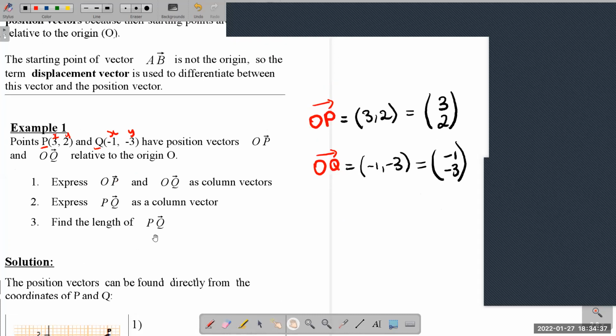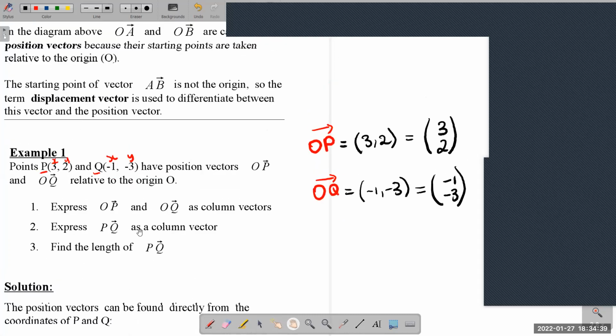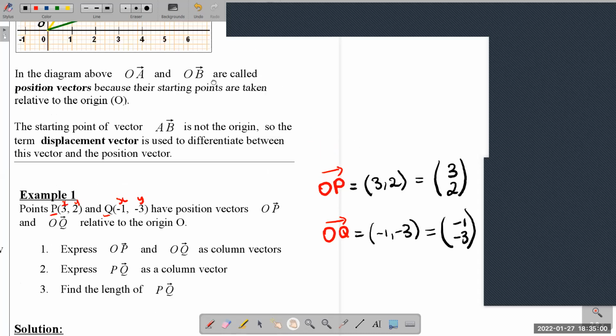Next one, express PQ as a column vector. Now, this is where I need to teach you something. This is where we're going to learn something new. But before we continue, everybody with me so far? Okay. Before we move on to this one, I'm going to go back up here.